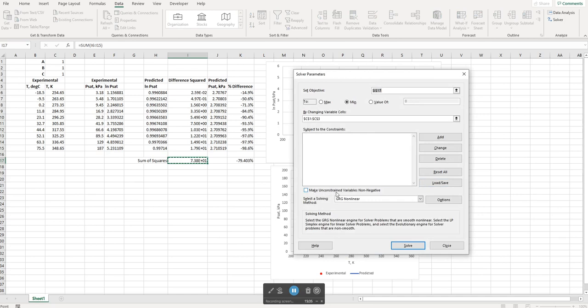Do I want to make unconstrained variables non-negative? I'm going to leave that unchecked. And then the solving method. I'm not going to use simplex; this is a linear equation solver. I'm not going to use this. GRG nonlinear, I believe, looks for local solutions.